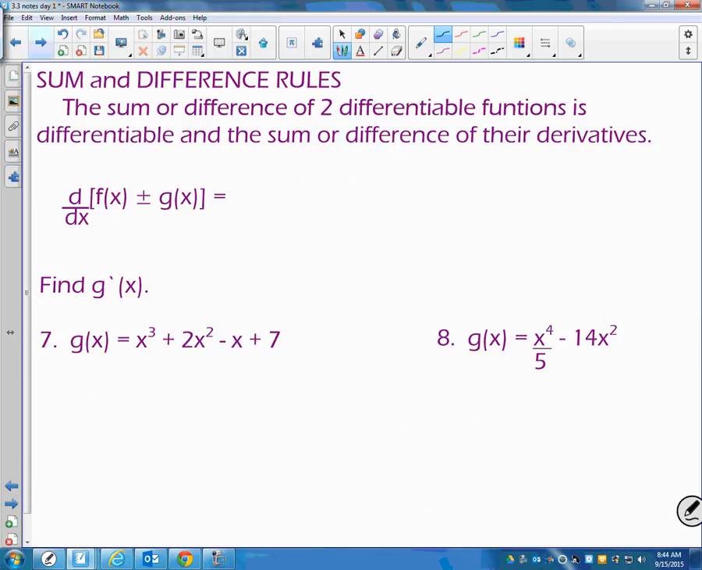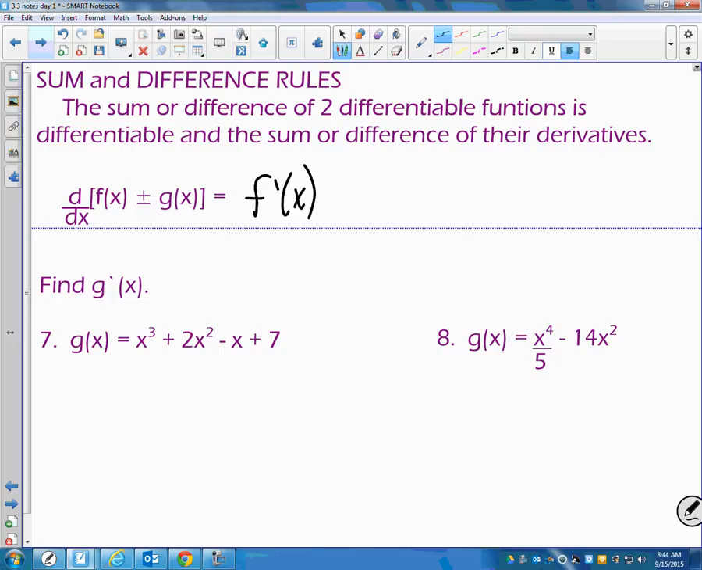Nothing really changes except the problems get longer. The sum or difference of two differentiable functions is differentiable, and it's just the sum or difference of the derivatives, which means you just take the derivative of each term in the sum or difference. So the derivative of f of x plus or minus g of x is just f prime of x plus or minus g prime of x.